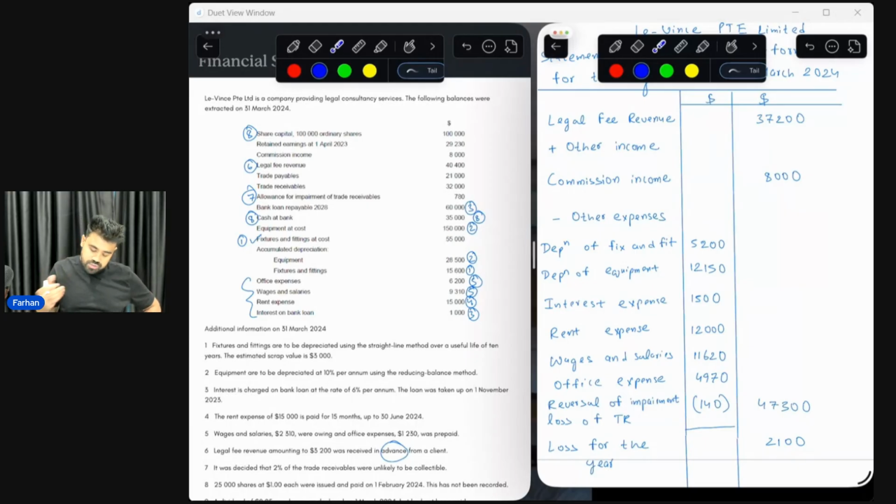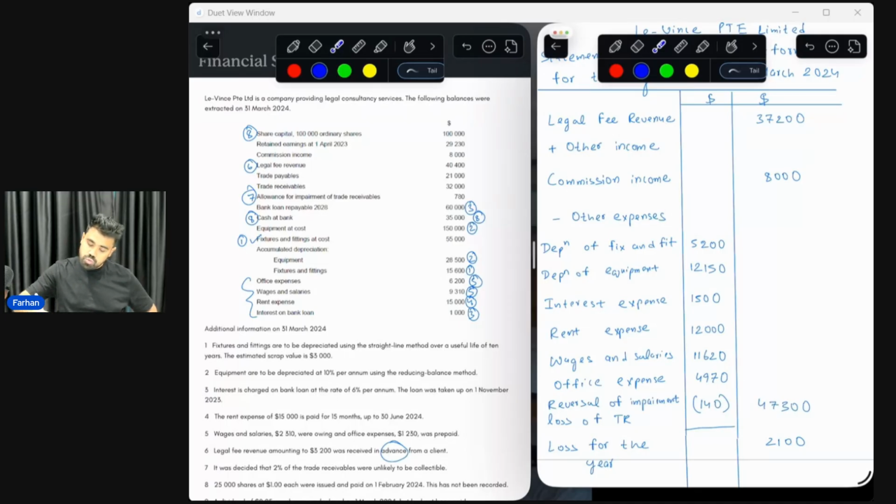Then we found wages and salaries for additional information number 5. So we had 9,300 originally, previously incurred, plus owing of 2,310. That gives us a net amount of 11,620 for wages and salaries expense incurred. Then we have got office expense of 4,970. Originally, we had 6,200. Then we subtracted the amount prepaid for next year, and that gave us 4,970. And lastly, we talked about the reversal of impairment loss, which we have to include in our other expense amounts. But rather than including it as a positive, we are including it as a negative because it's a good thing for us and it reduces the net other expenses we have as a whole.